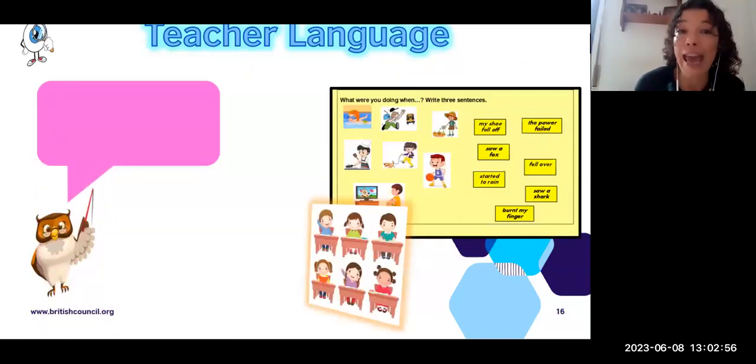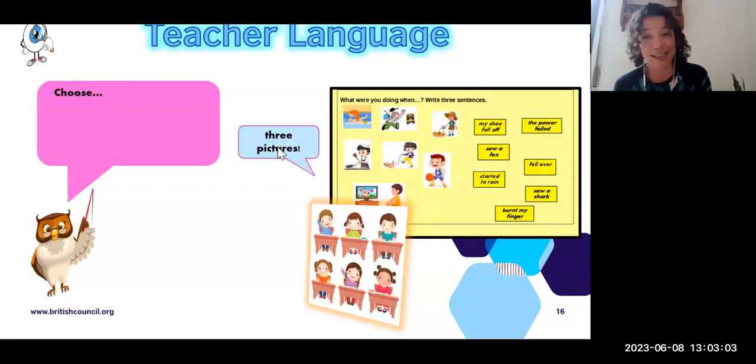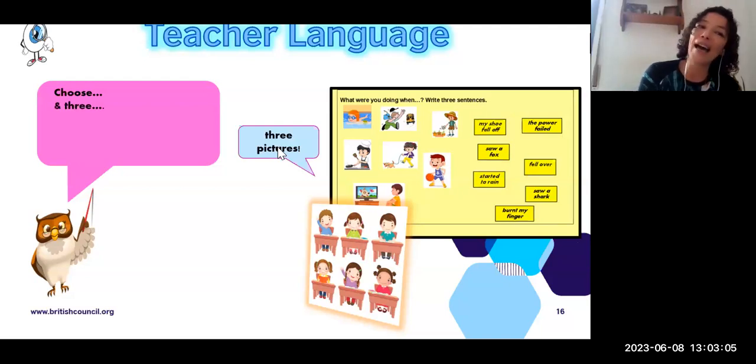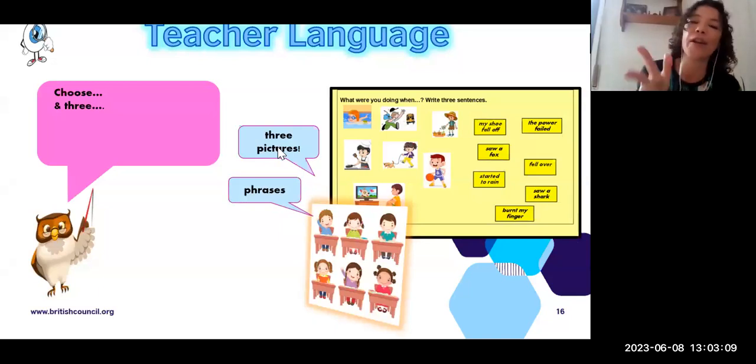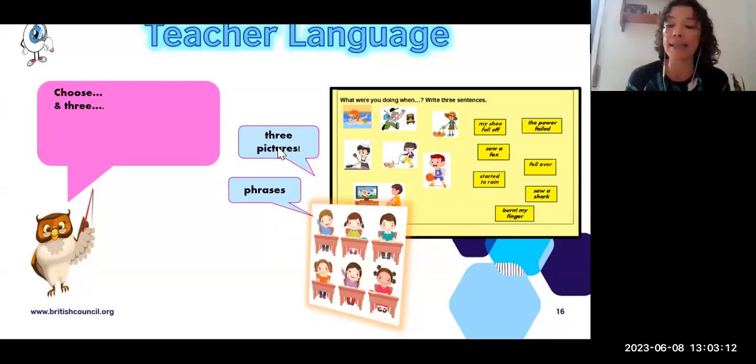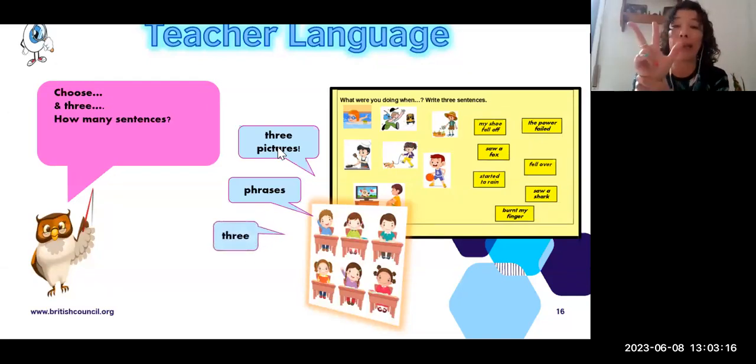And then we can check as well. So this is what we did for checking. Okay, so I asked them, choose, and everyone says 3 sentences and 3 phrases. Lovely. So choose 3 pictures and 3 phrases. How many sentences? 3.